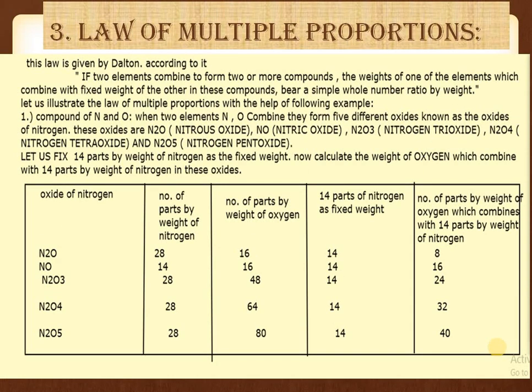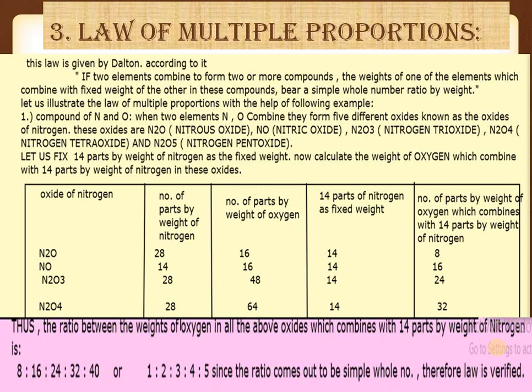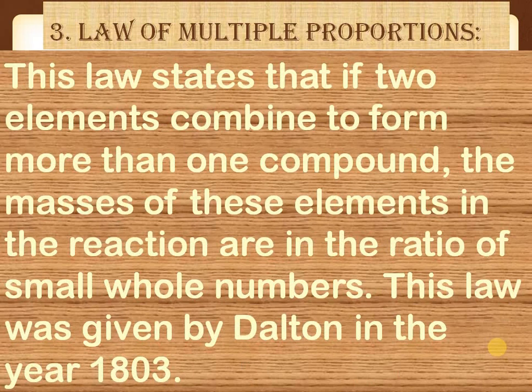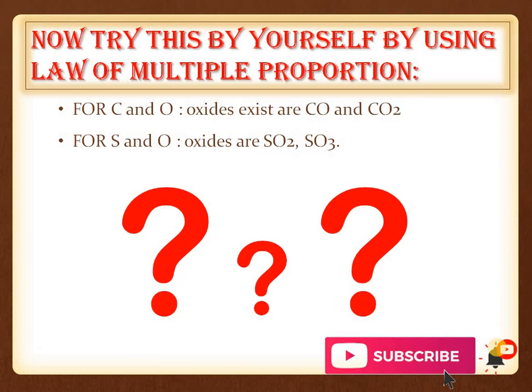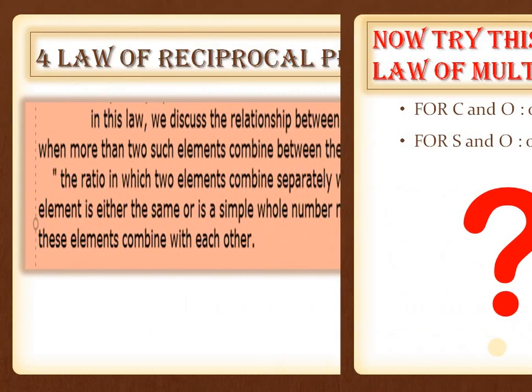Now, using the law of multiple proportion, I will give you one question. Try to do it by yourself and let me know the answer in the comment section. Try this using multiple proportion. There are two questions. For carbon and oxygen, the oxides are carbon monoxide and carbon dioxide. And for sulfur and oxygen, the oxides are SO2 and SO3. Try to check the multiple proportion and let me know in the comment section.